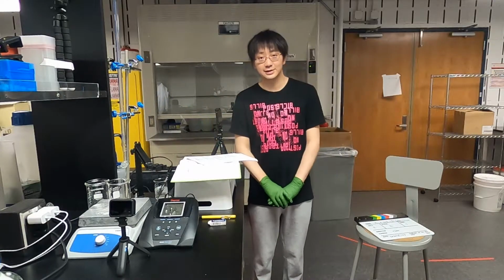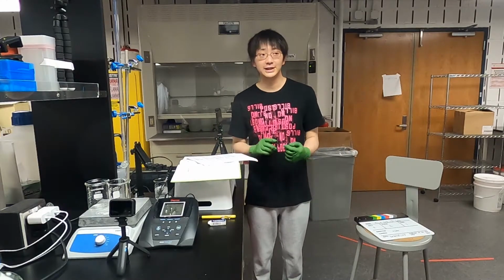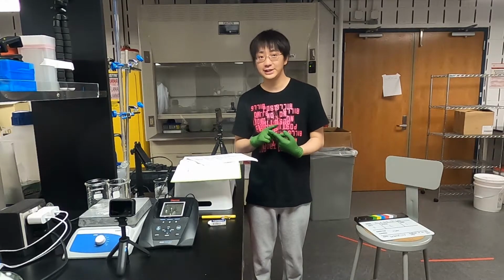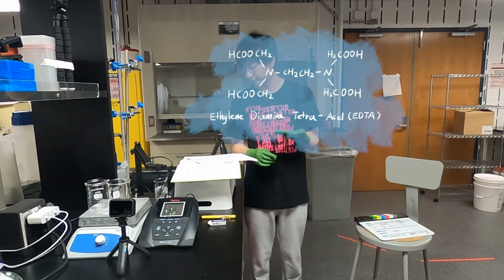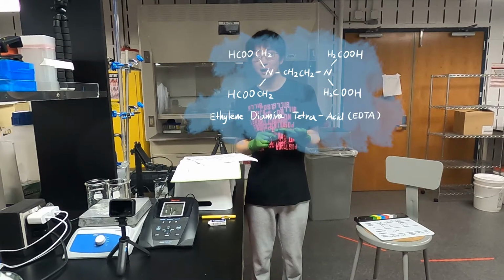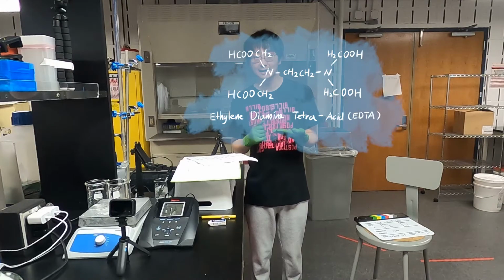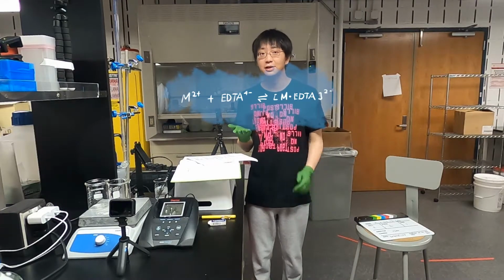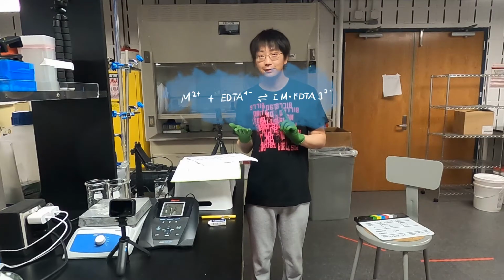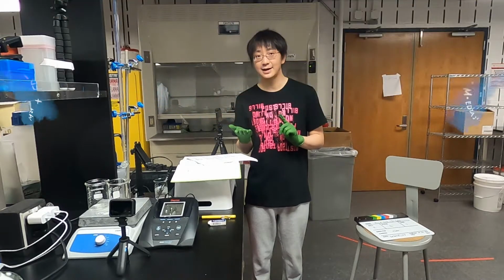And in practice, hardness is usually determined by titration with EDTA. Here is the chemical structure of EDTA. EDTA can form very stable complexes with calcium ion or magnesium ion and some other divalent cations that can cause hardness. And here is a chemical reaction. The M plus here refers to the divalent cation.